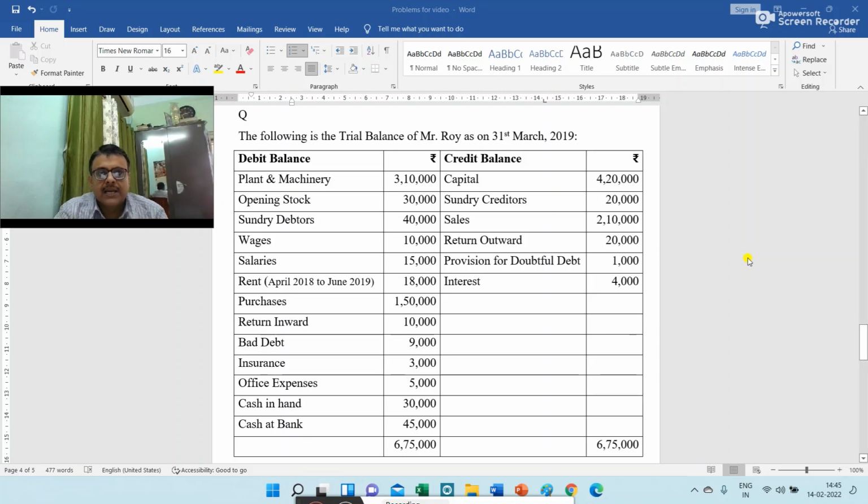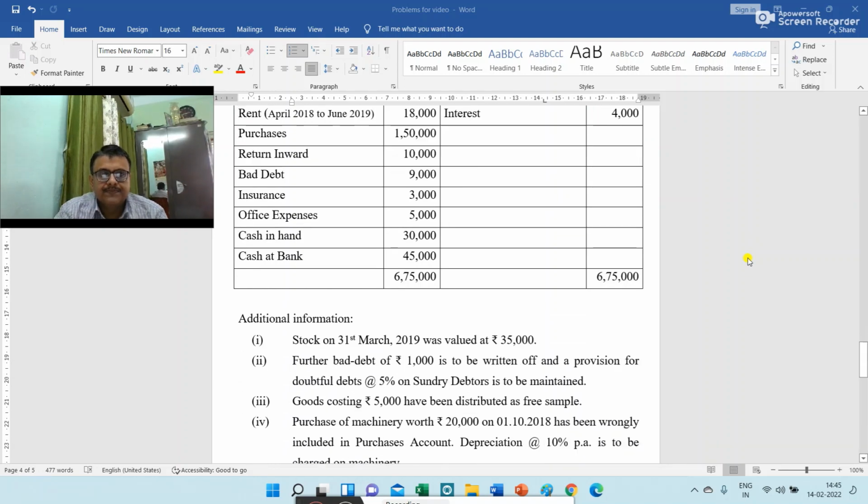And on the credit side, we have capital 4,20,000, sundry creditors 20,000, sales 2,10,000, return outward 20,000, provision for doubtful debt 1,000, interest 4,000, and the total of the debit and credit side is 6,75,000.